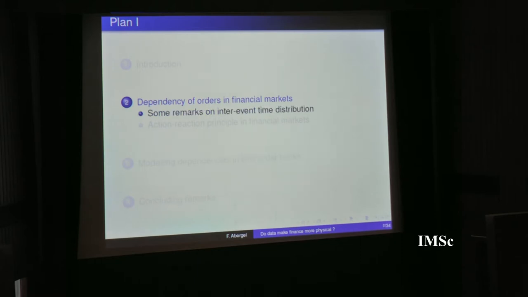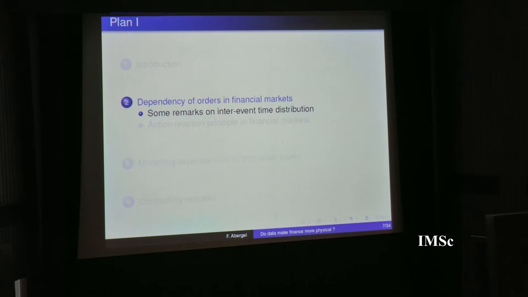Okay, so as a subject of interest to many of you and also in the quantum physics community, and as a natural object of interest also for statisticians, the inter-event time or duration is a natural object to look at when you want to study the behavior, the arrival of orders on the market.